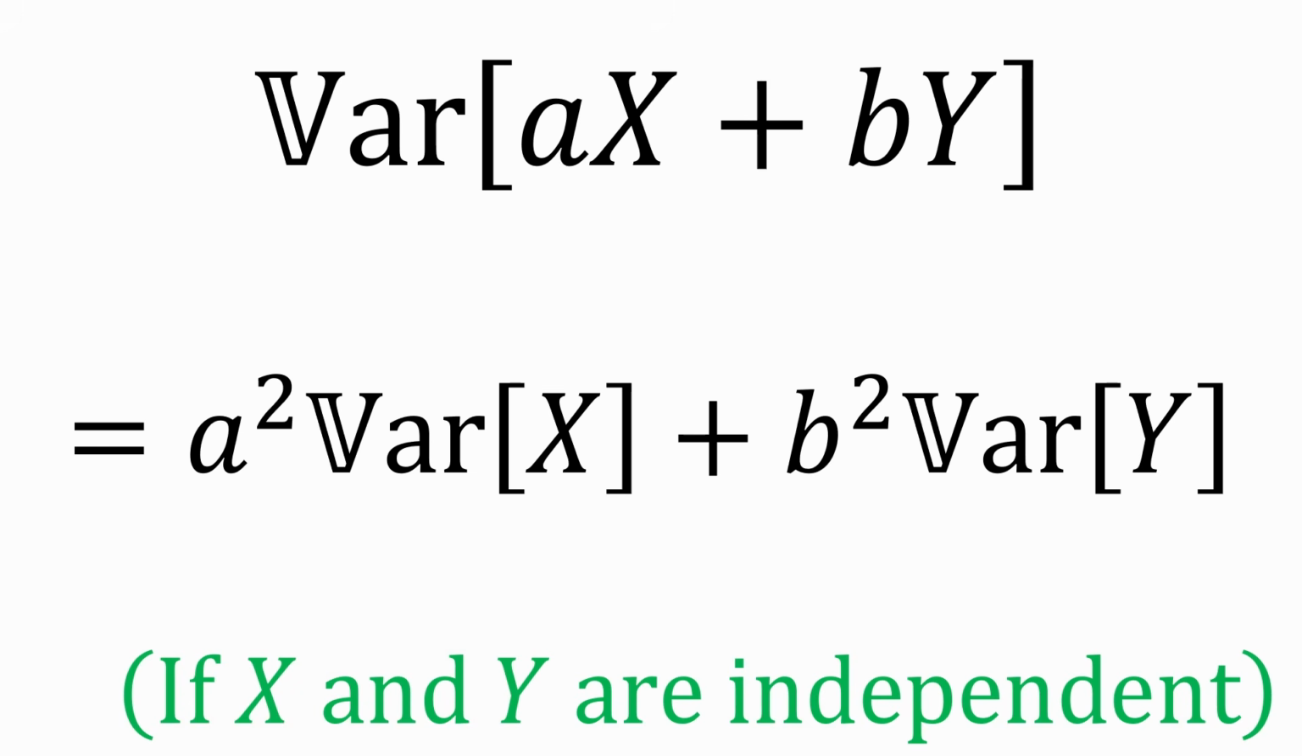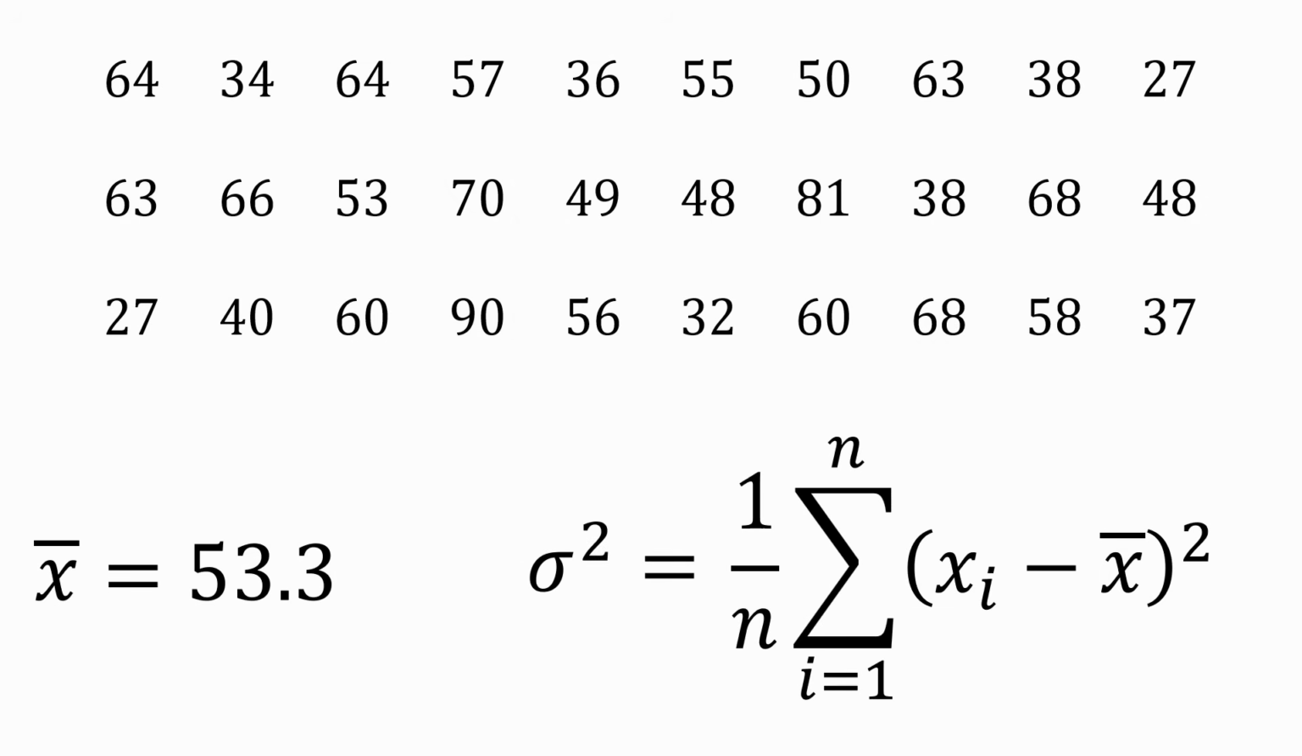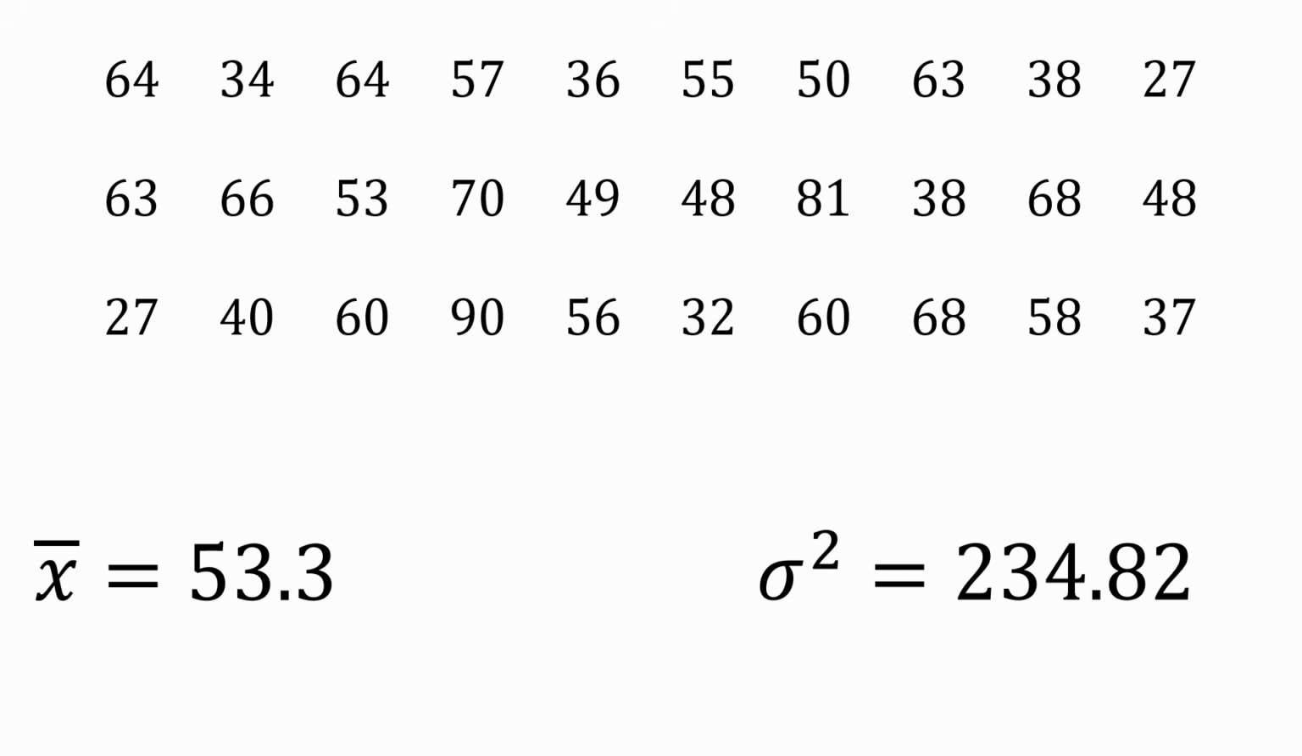Now that I've hopefully justified that variance is a natural thing to use to measure the spread of data, let's go back to our original problem. Carrying out this calculation here gives an answer of 234.82. Square rooting the variance gives something called the standard deviation, which in this case is about 15.3. But in this video, we're focusing on the variance.